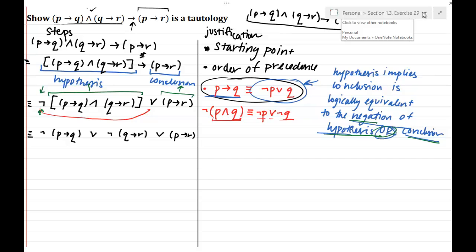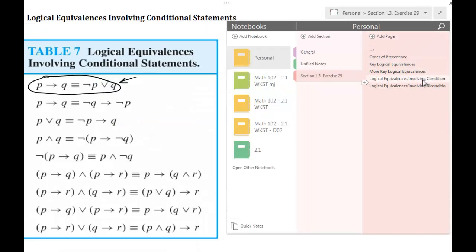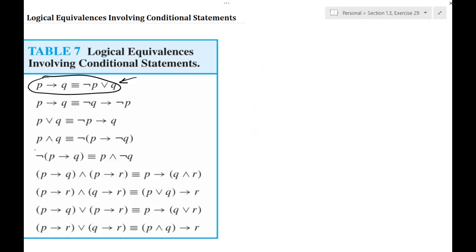So let's take a look and see what's going on here. Let's look at our logical equivalences involving conditionals. Notice the negation of an implication is P and not Q. Okay. And let me just do a nice little proof of that here, okay?